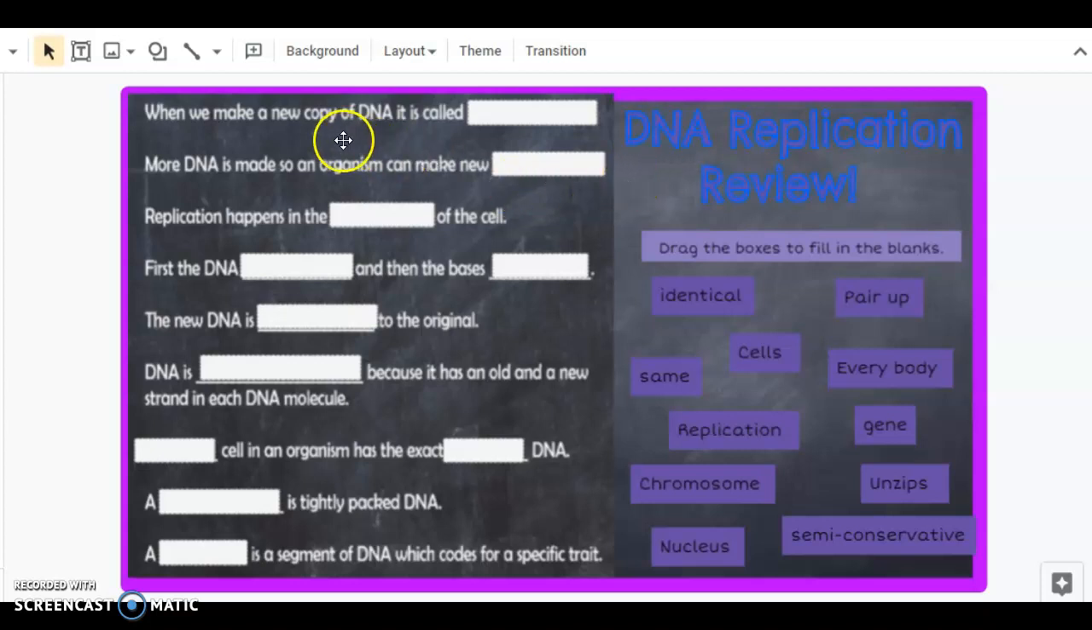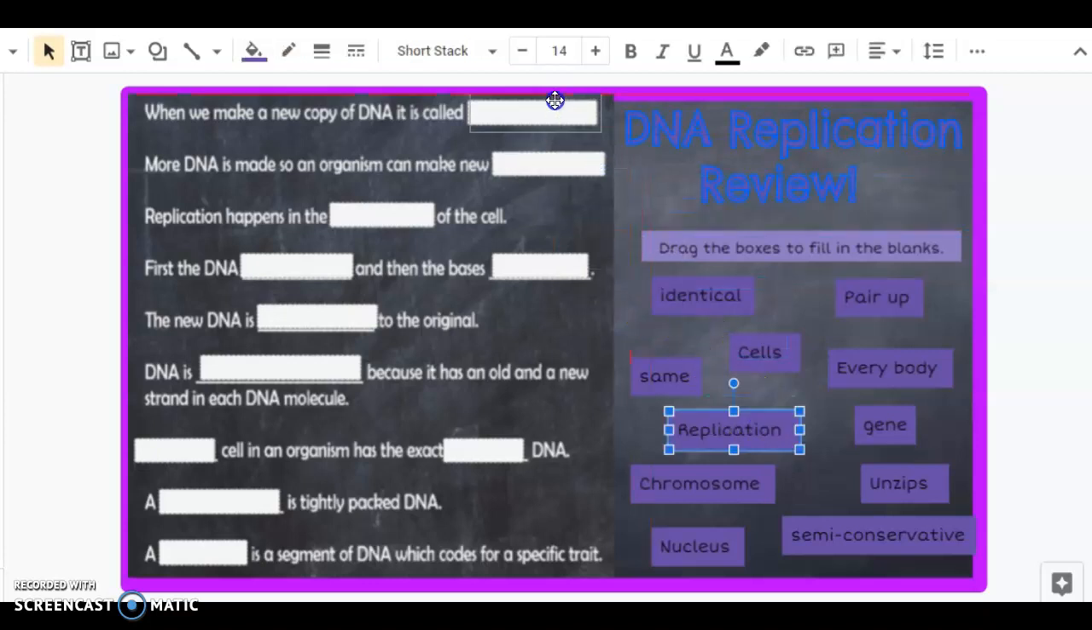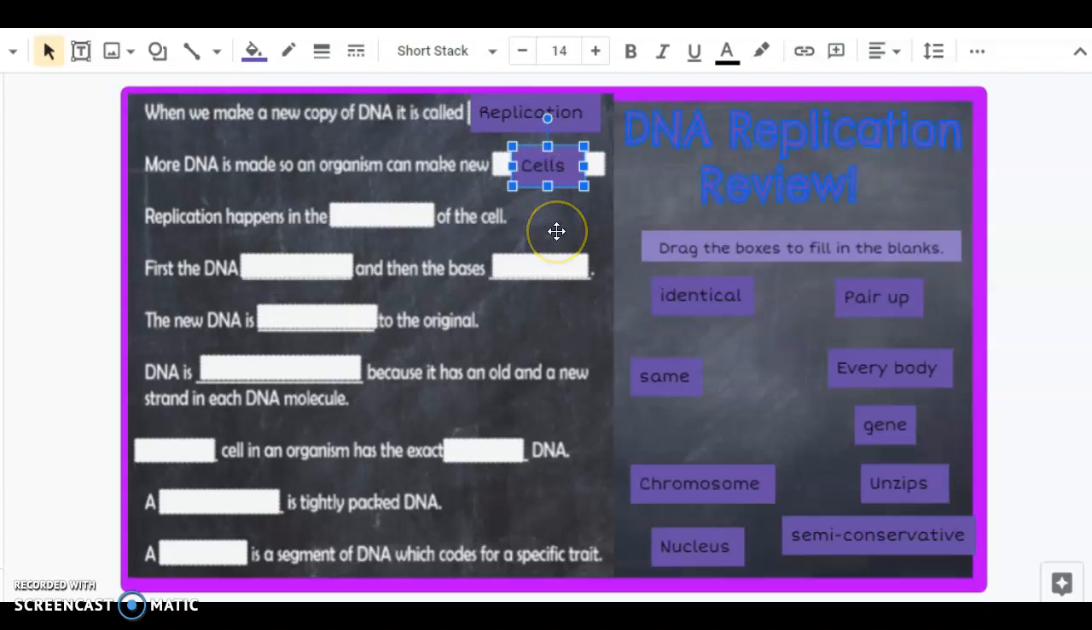When we make a new copy of DNA, it is called replication. More DNA is made so an organism can make new cells. Replication happens where the DNA is found. And where is the DNA found? In the nucleus of the cell.